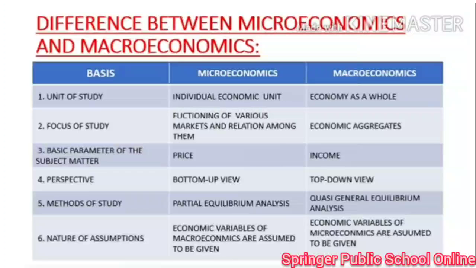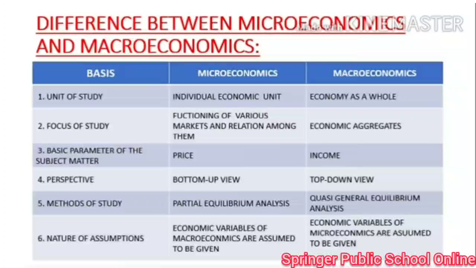Number 5. Methods of study. Microeconomics uses the techniques of partial equilibrium analysis, which is based on the assumption of ceteris paribus, which means other things being equal, whereas macroeconomics, on the other hand, uses the techniques of quasi-general equilibrium analysis, which focuses on interdependence or mutual dependence of macroeconomic variables. Macroeconomics studies the interdependence of macroeconomic variables like aggregate demand, aggregate supply, aggregate consumption, aggregate investment, etc.